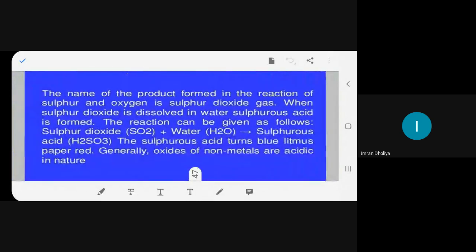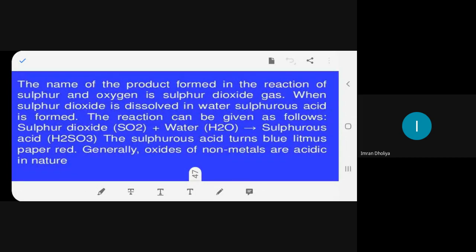Okay. So what we observed: when sulfur is burnt in the presence of oxygen, we get sulfur dioxide. What do we get, beta? Sulfur dioxide. This we got. Okay. Now we added water in the bell jar. So when we add water in the bell jar, this sulfur dioxide is mixing with water. Agree?